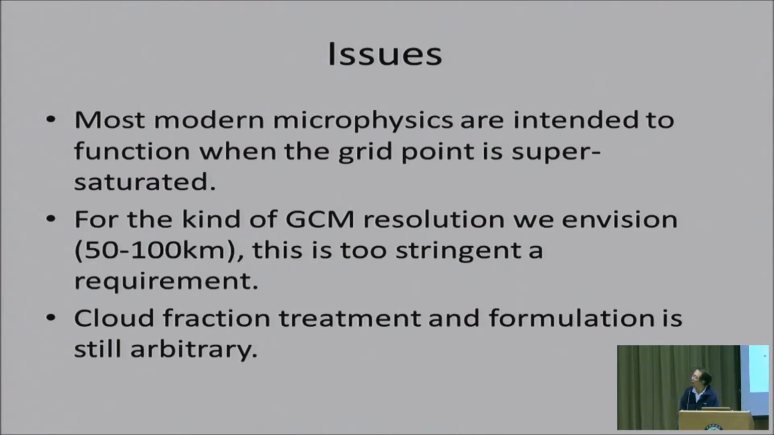That the modern day microphysics schemes are really built for very high resolution models. So they are intended to function when the grid point is saturated to supersaturated. But for the kind of GCM resolution that we envision to run here, even if we go to 25 kilometers, this is still a very stringent requirement. You have to wait for the whole grid point to saturate to have cloud. You're not going to get the right amount of cloud. So there's a practical issue. So then we start to say we have to face the issue of fractional clouds. And there are various people who looked at this fractional cloud for some time, and the treatments are still fairly arbitrary in my mind.